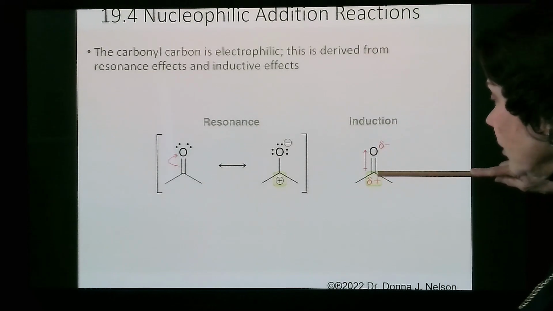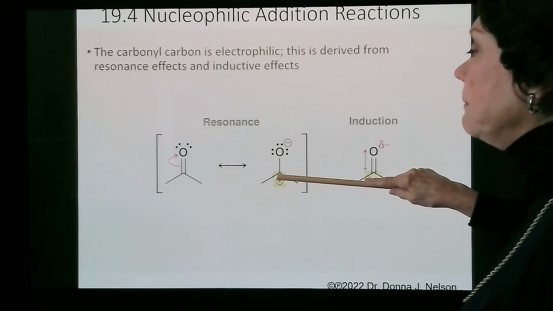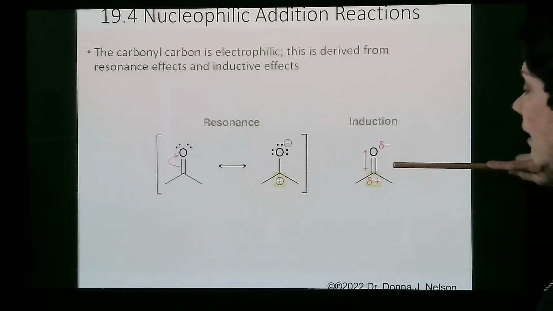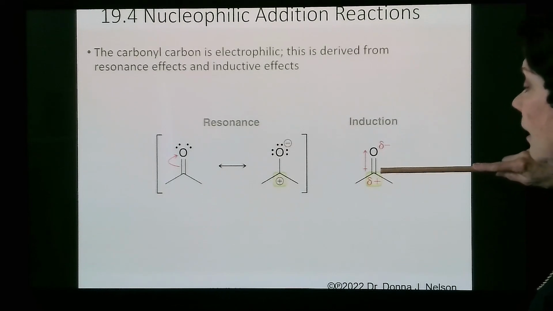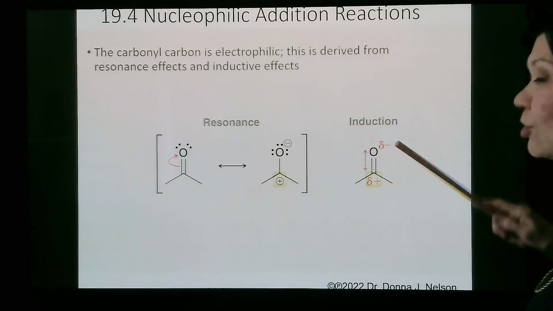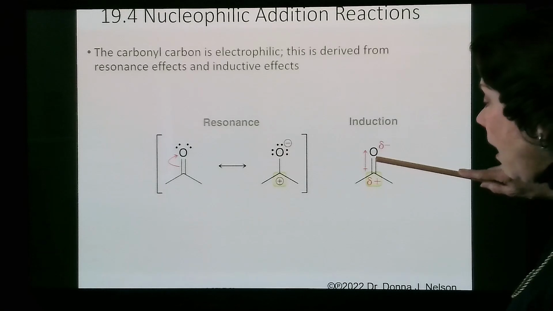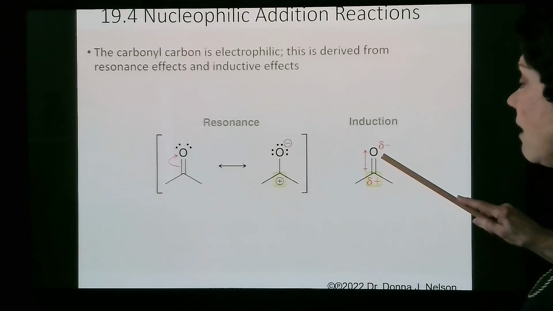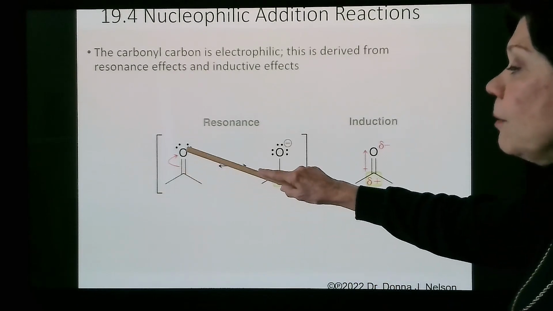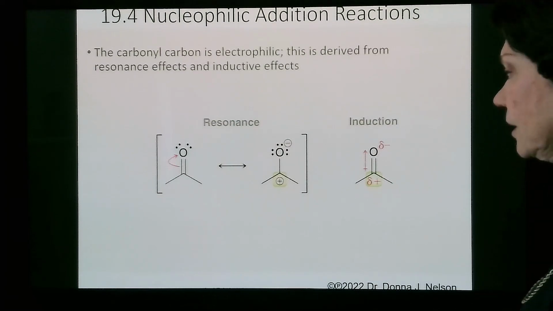Here, this structure indicates it. That resonance is going to demonstrate the effect upon the pi system. Induction is a term that discusses the sigma system. So this refers to really exclusively the electron withdrawal through the sigma bond. So you have oxygen withdrawing electron density from carbon through the pi system as well as through the sigma system.